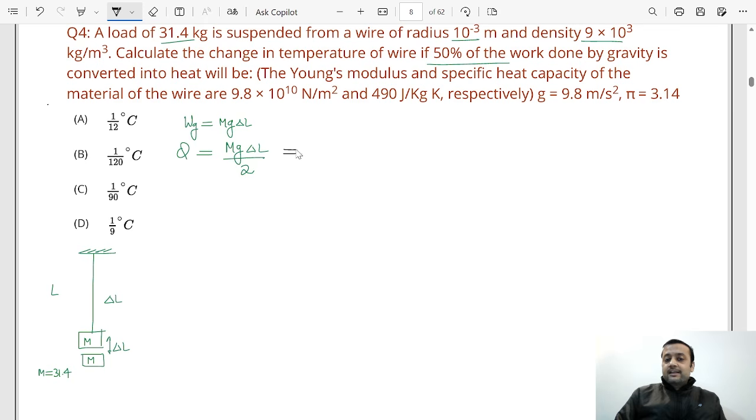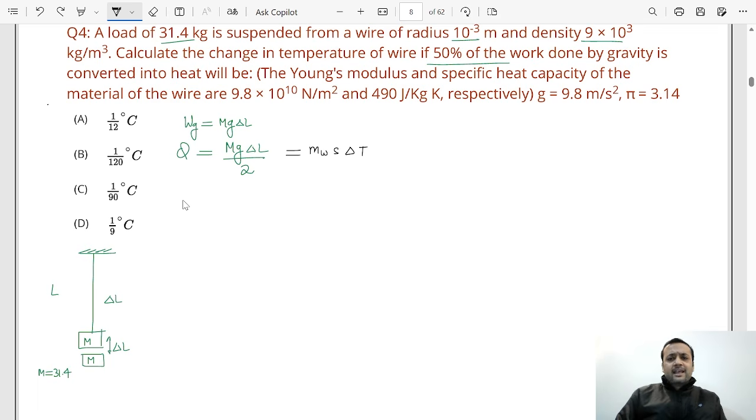This heat you can write as equal to the mass of the wire into the specific heat of the wire into delta T. Okay, Q is equal to m s delta T. Now look, capital M is given to us, gravity is given to us, the mass of the wire we will be able to write, and the specific heat of the material of the wire is also given to us. We will be able to find the value of delta T using this. The only thing that we need is to find delta L.